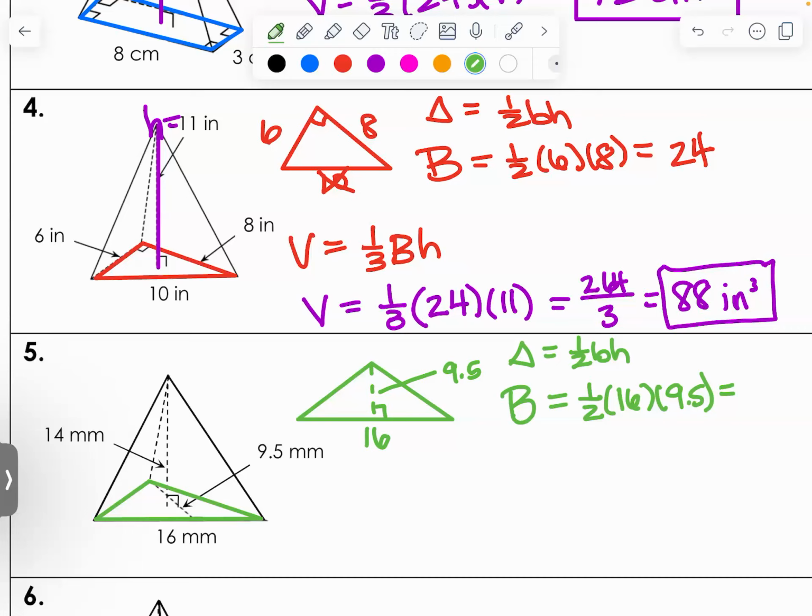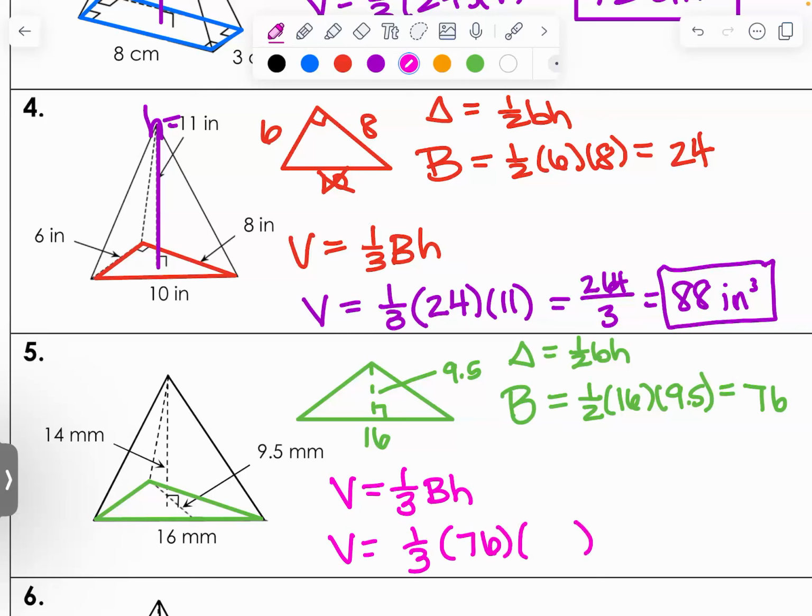76. Okay, just hold on, Tony. Ready? Okay, so are we getting 76? Yes. Okay, so now if the volume of a pyramid is 1/3 area of the base times the height, then we're gonna take 1/3 times 76.